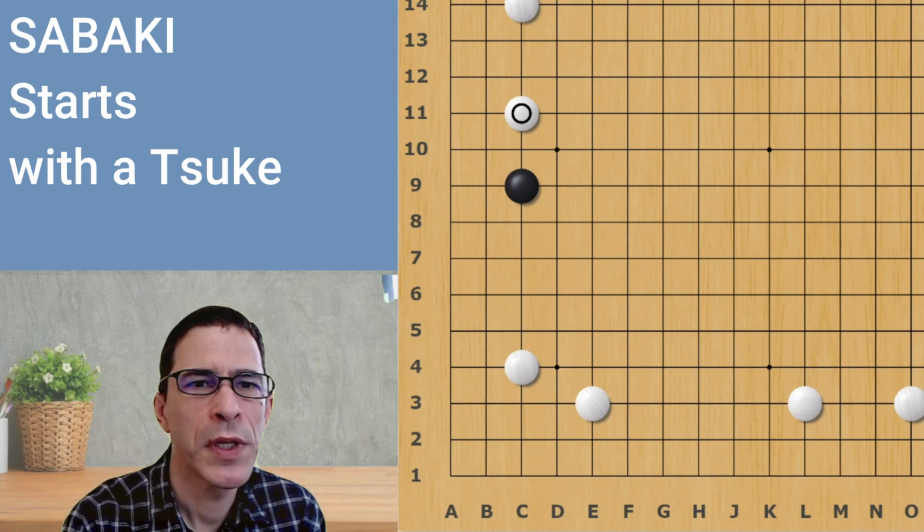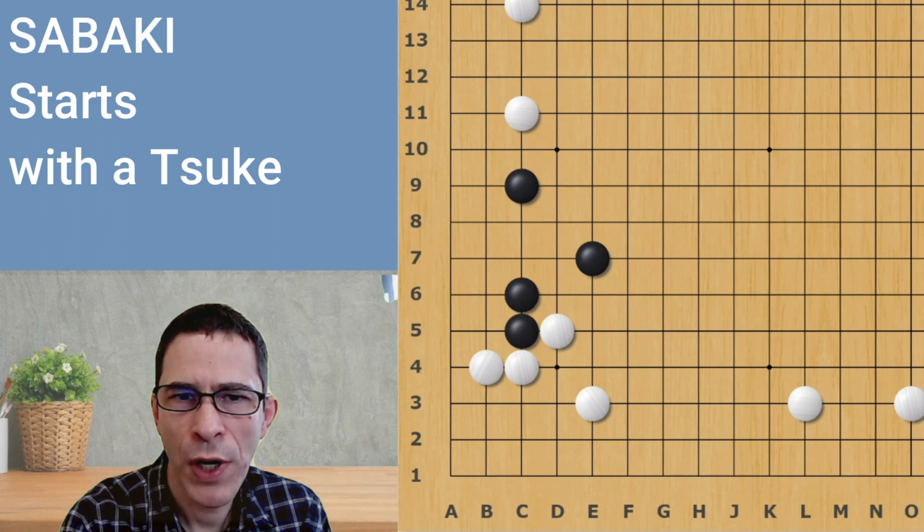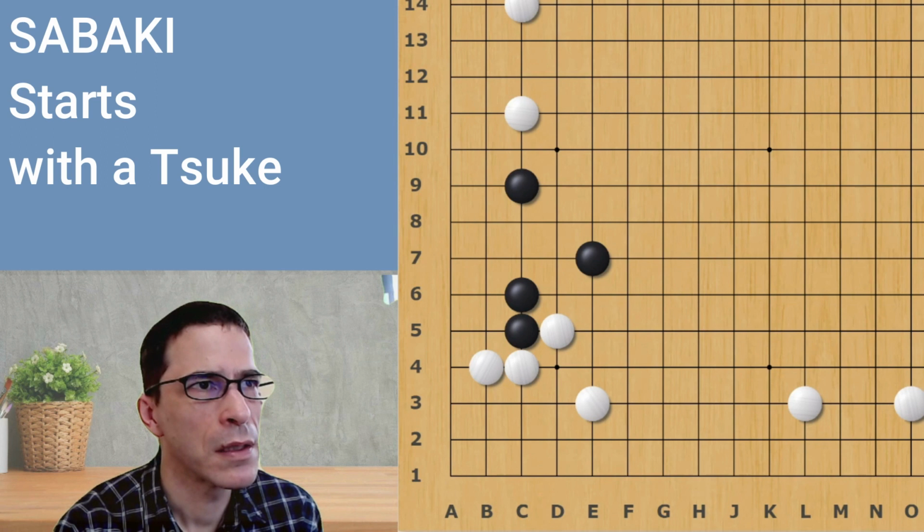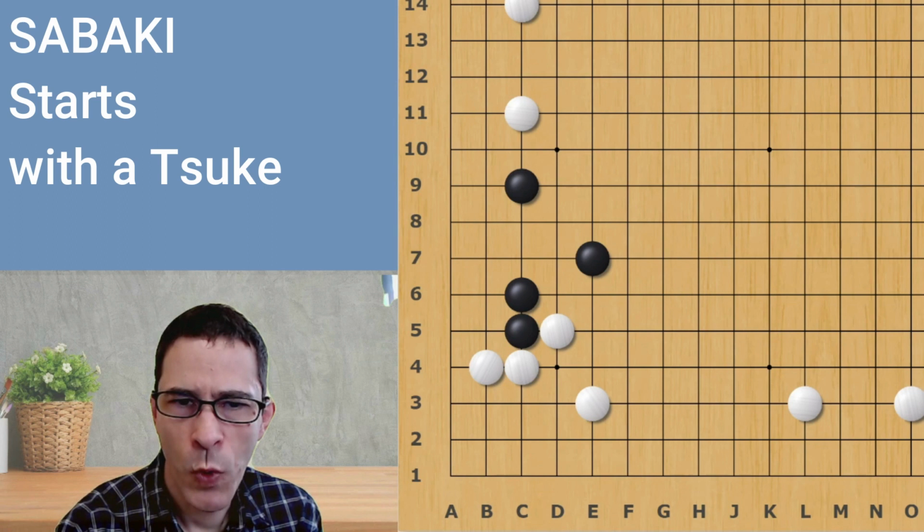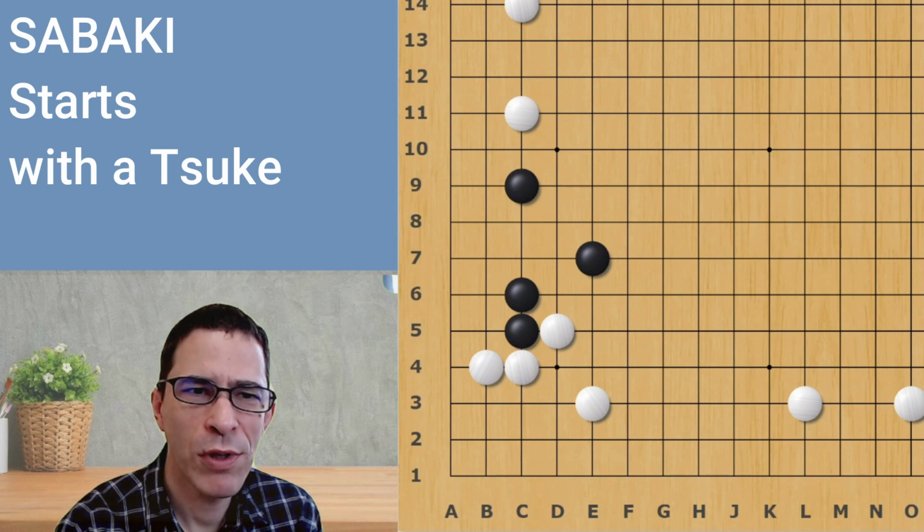So the idea is that with this exchange, black has made a trade in which both sides have been reinforced. But the idea is that the defensive side has gained more by that exchange, because in this case, white already had a strong position, and black has created a relatively strong group from a position that was not even a group before black did that. So that's the basic idea of sabaki.